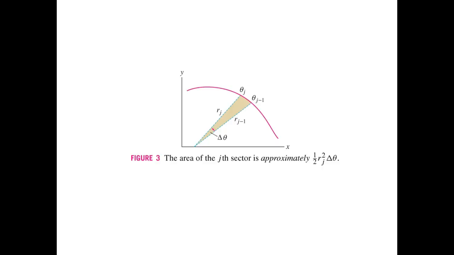So the area of the j-th sector is approximately 1/2 r sub j squared delta theta. Just like we had before, only let that delta theta go to a d theta, and you've got it. Okay?